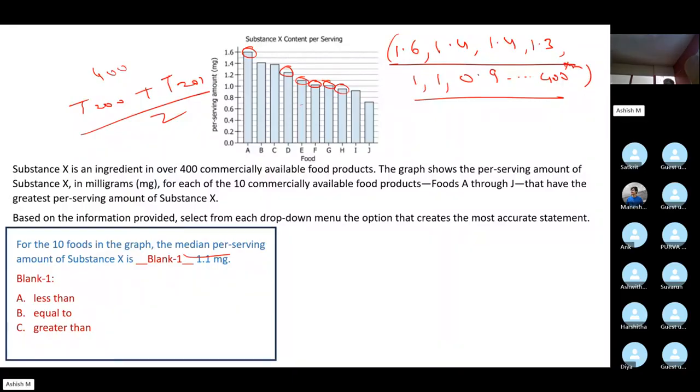Okay. All right. I'm sorry. I am taking all the 400. It is only talking about the median for the 10. Yes. Thanks for correcting me. So let's actually do that then. Ten we can manage.